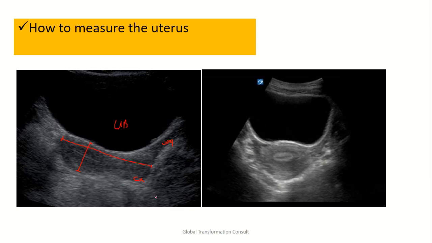This is in a longitudinal view, and this is in a transverse view. So this is the bladder also, and you measure across. This is the whole uterus you are seeing here in a transverse view. You can see these are the ovaries, and another ovary here. So you measure from here to this place.